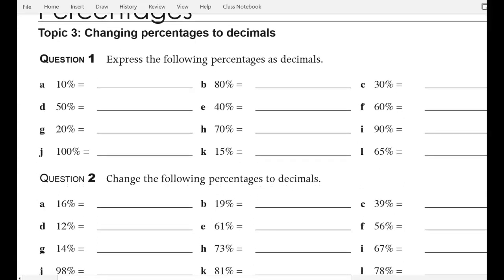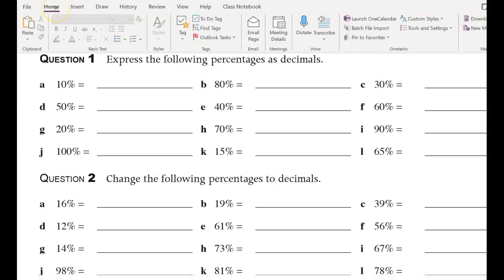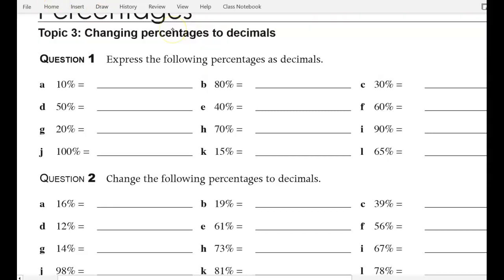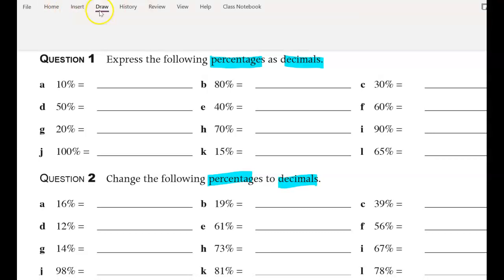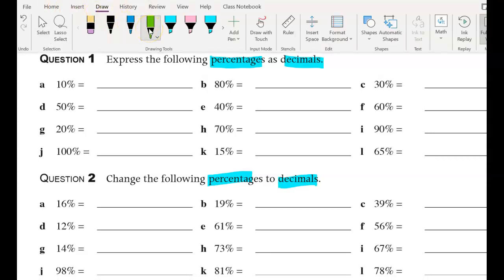Okay, so the decimal is just another way of showing our percent or showing our number. So let's have a look and highlight the main parts of this question. What we want to do is show the following percentages as decimals. You could probably do this in your head as well, but we have a calculator. These ones I probably would do in my head.